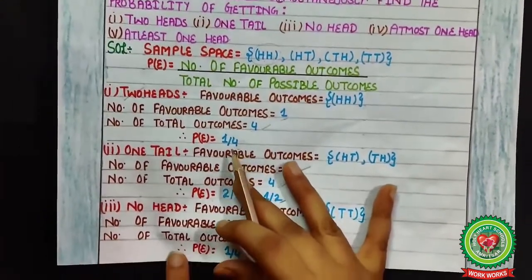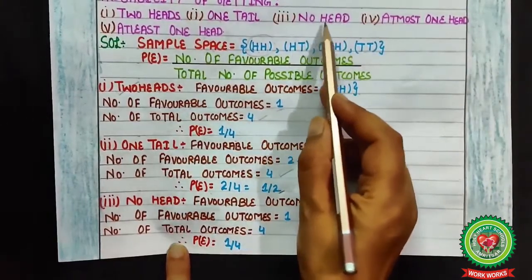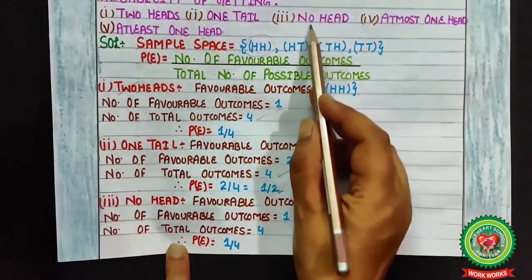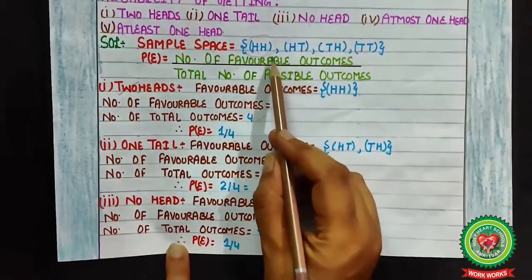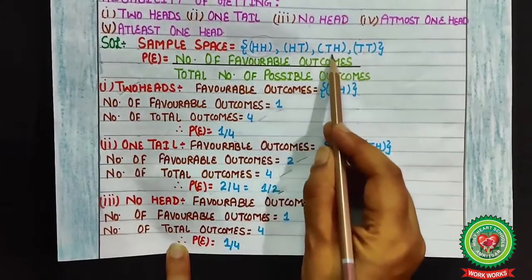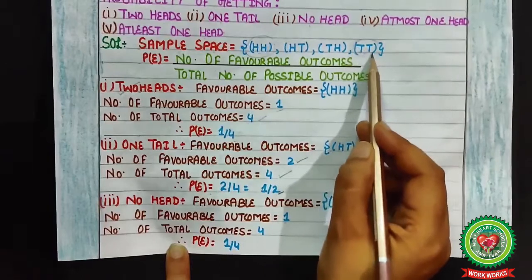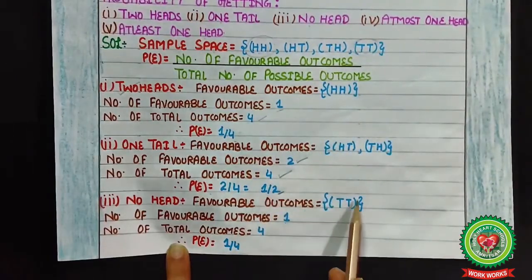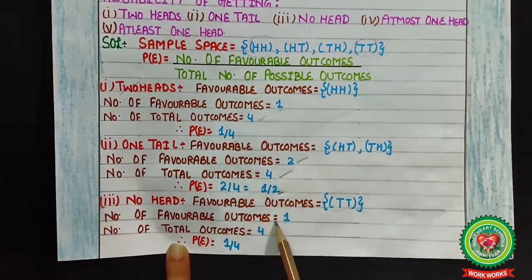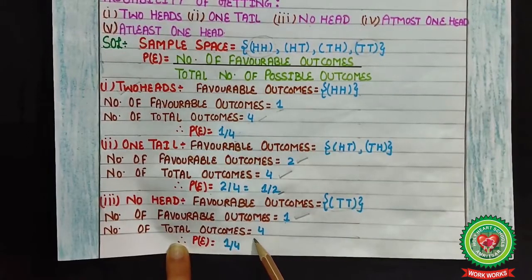Now come to the third part. The third part is no head. No head means we have to take those cases in which there is no head. Here is head, here is head, here also head. Now this is the only case where there is no head, so it will come in favorable outcomes: T, T. So the number of favorable outcomes is 1 and the number of total outcomes is 4.